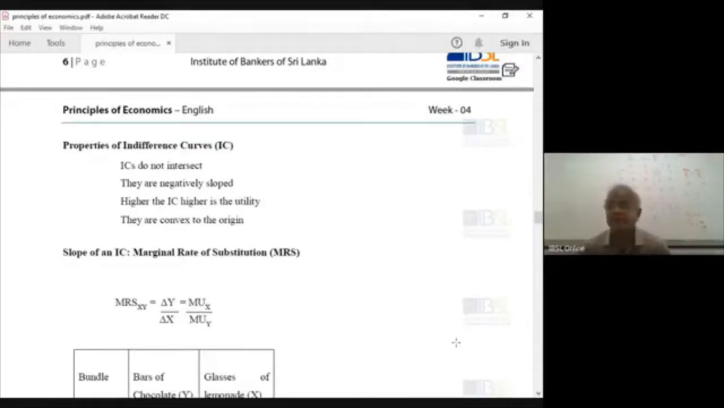Then actually he taught here in IBS a long time ago. He taught here, one of the lecturers, right?